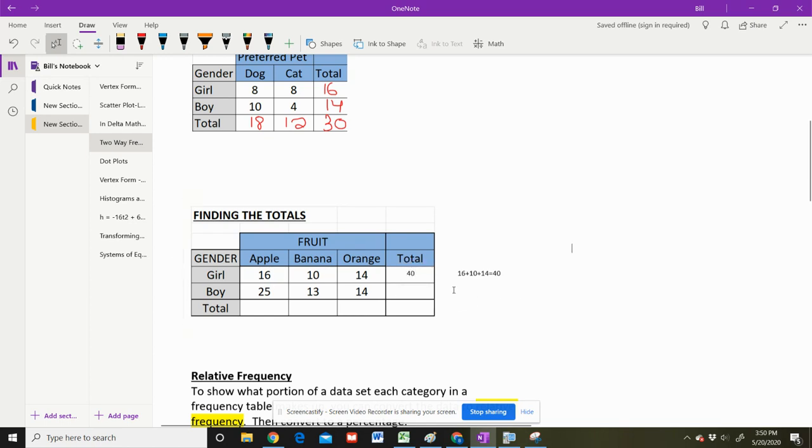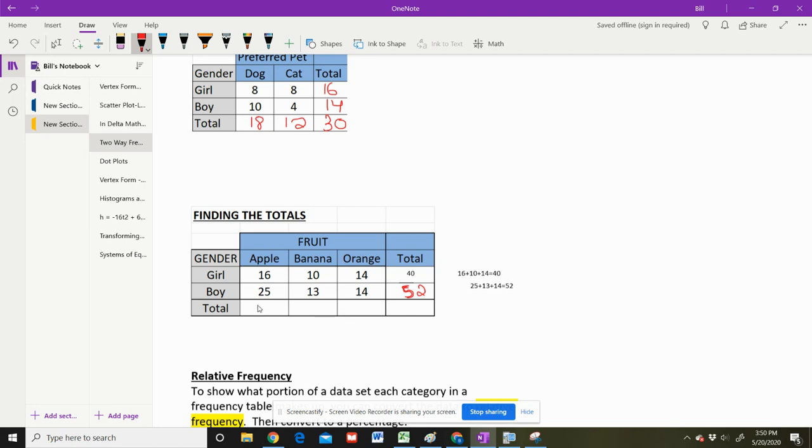Then we want to add up this side. So now we're going to go 25 plus 13 plus 14, and we get 52. All right, let me write this in. It's not working out too well. That is supposed to be a 5 and not an S. Okay, 52. Now down here, we're going to add up 16 plus 25. I want you guys to answer that in Edpuzzle. I'll ask you just to add these up, these three columns.